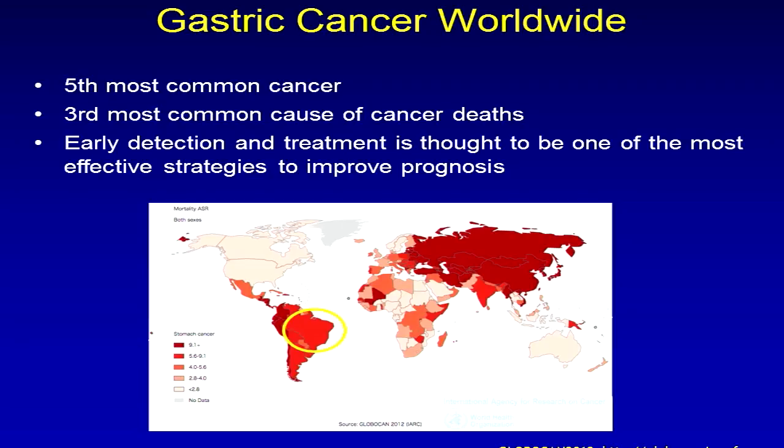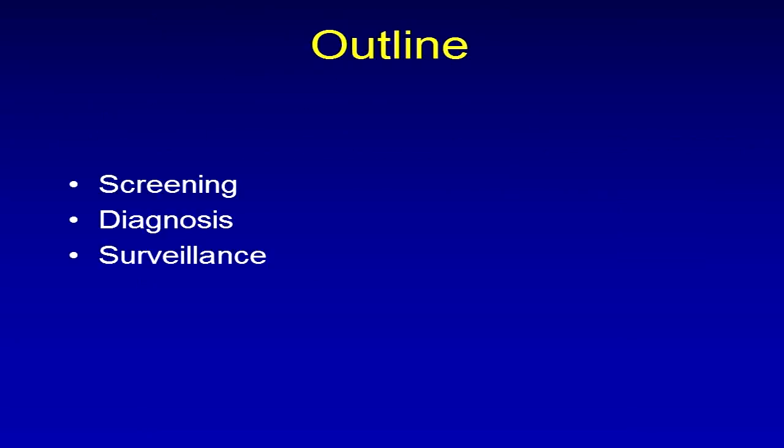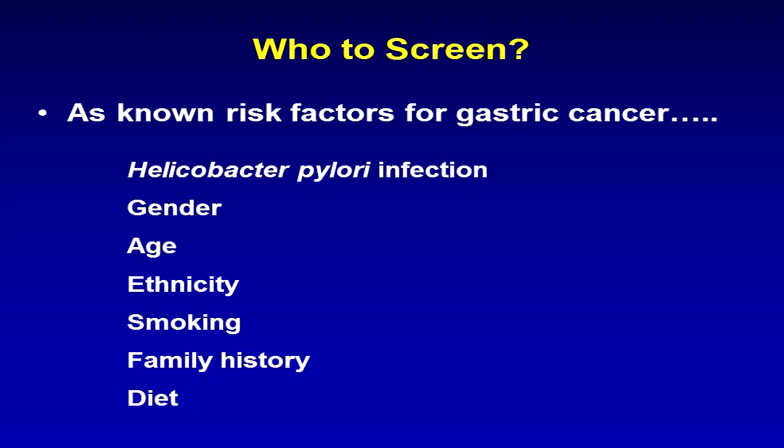But I noticed that Brazil actually has a fairly high prevalence of gastric cancer, and it's one of the more common cancers around the world and the third most common cause of cancer death. So far, though, we don't have any other strategies to decrease mortality other than early detection and treatment. And that's why I'm going to focus my talk on that particular aspect. I'm not going to talk about fancy stuff, but some practical things that you can introduce immediately in your practice to help your patients. I'm going to talk about screening, diagnosis, and a little bit about surveillance.